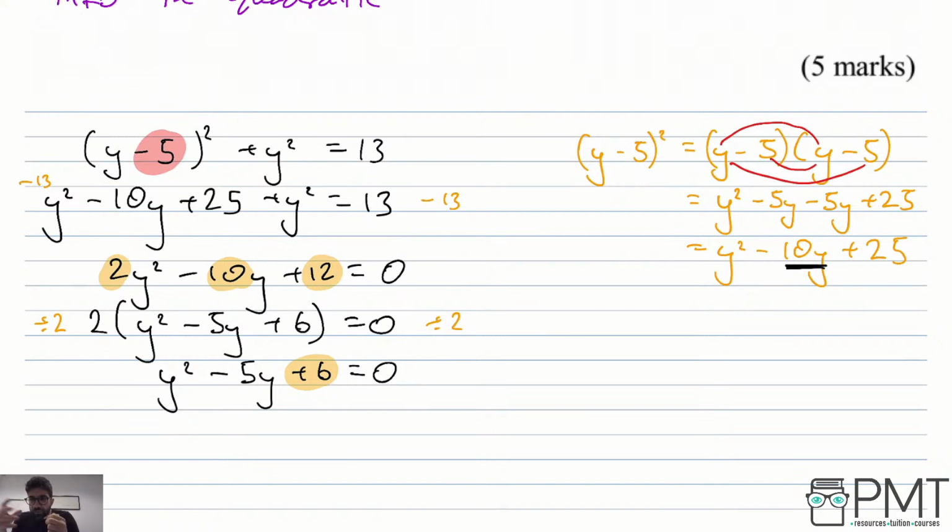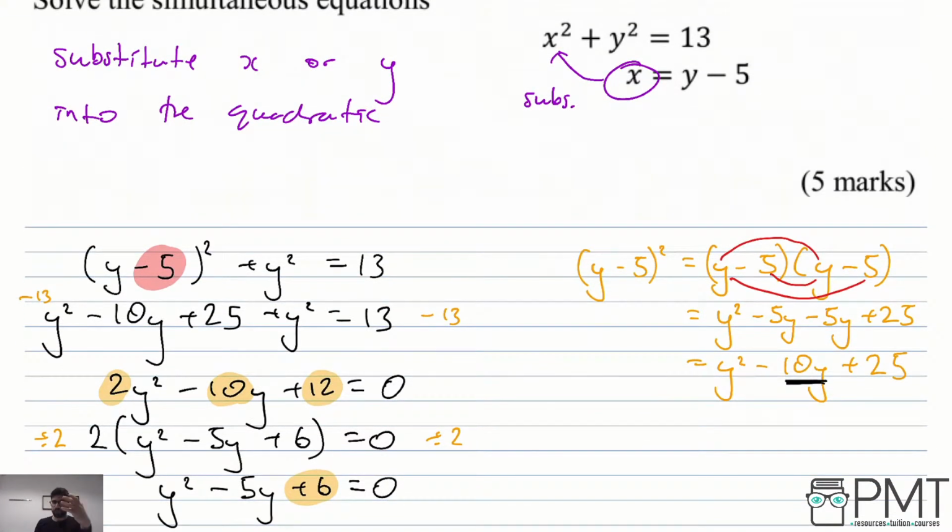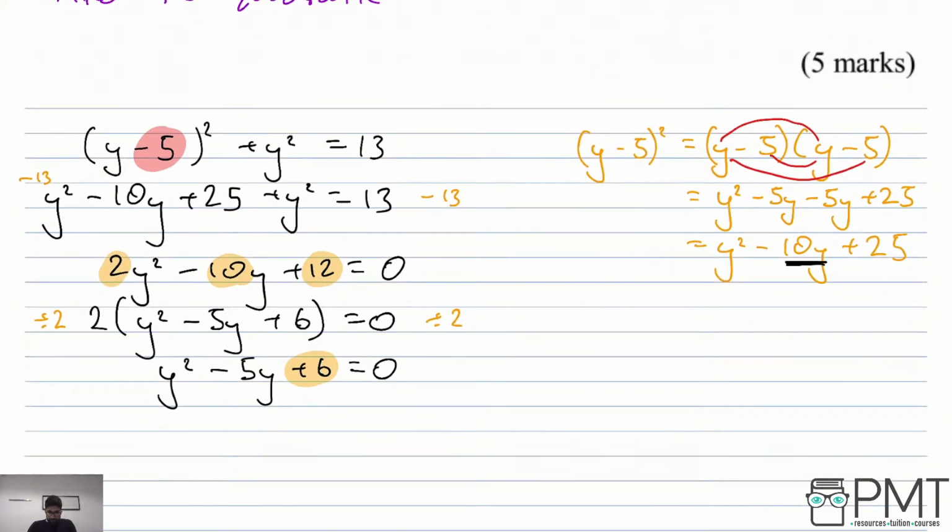Where did the x go? We substituted, so that's at the beginning of the question. Here we eliminate either x or y. It doesn't matter which one. In this case, it's easier to substitute x into the other equation to eliminate it. So that's why we are finding y now.